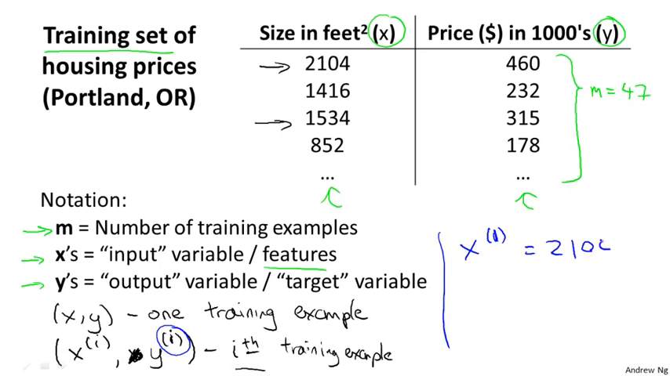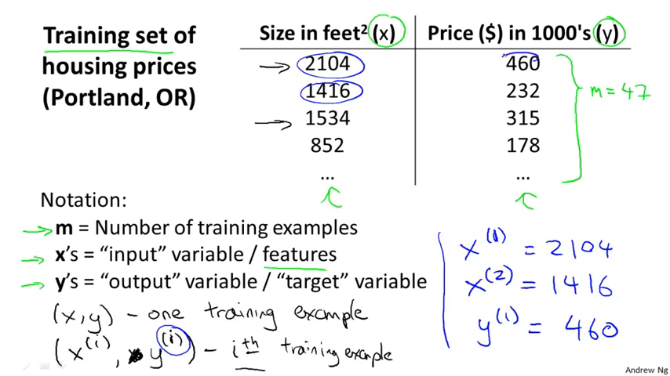Because that's x in the first row. x2 would be equal to 1416, right? That's the second x, and y1 will be equal to 460, because that's the y value for my first training example. That's what that 1 refers to.